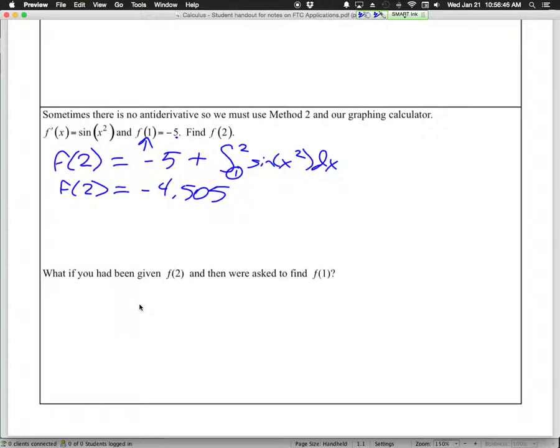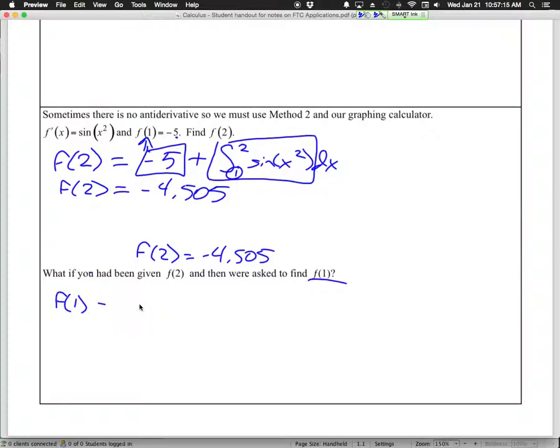So we have our starting y value, and what does my definite integral represent? The change. So it's your starting y value plus your change in y, and that gets you to the new y value. Now let's look at part 2. It says, what if you had been given f of 2 and were asked to find f of 1? So let's say they had given me that f of 2 was equal to -4.505, and this time we wanted to find f of 1.